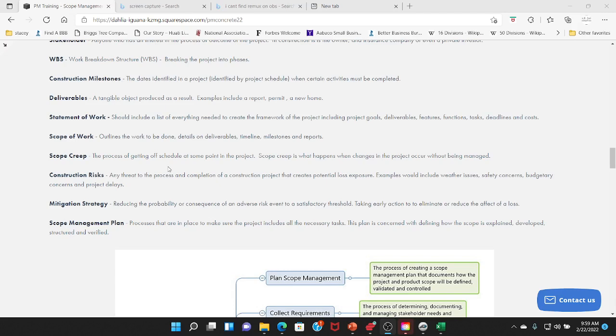And here's scope creep. Basically, your scope moves along because if you have your project schedule, you want everything to go TYP, typical. You don't want any drawbacks, setbacks. So scope creep is what happens when you have setbacks and your scope just keeps moving on. We got an extra week, we got to move it up, or got to move it back. So we want to prevent that. It's the process of getting off schedule at some point in the project. This is what happens when the project's not being managed, basically.